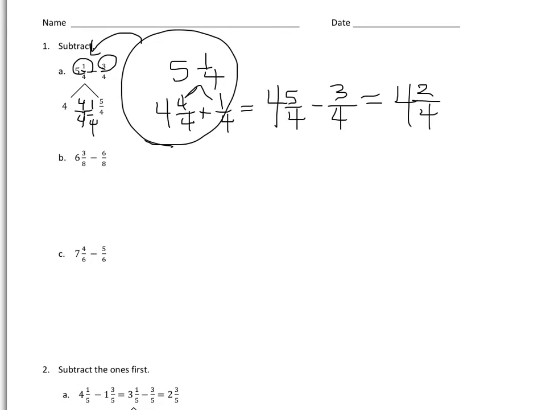So if you look at B, we have 6 and 3/8, subtract 6/8. Well, it's 6 and 3/8 that we have to break and decompose so that we have enough to do the subtraction. Students should first try to break 6. So they need to create another 8th. So 8/8, which is the same as 1 whole. And if we took out 1 whole from 6, we're left with 5. 5 and 8/8 is equivalent to 6 whole.